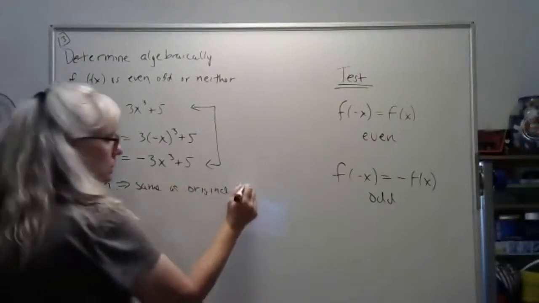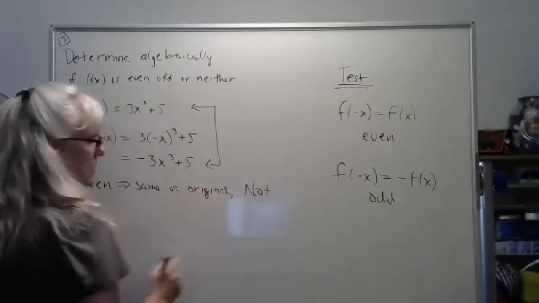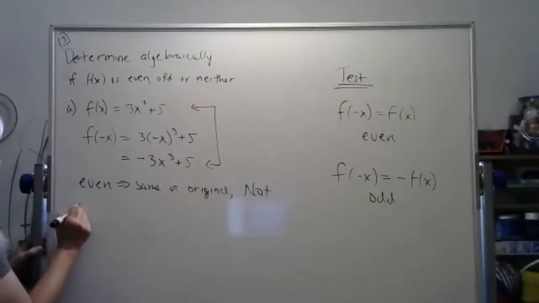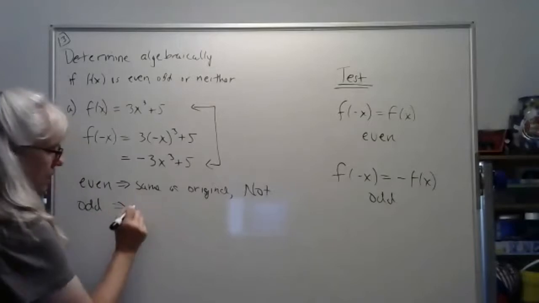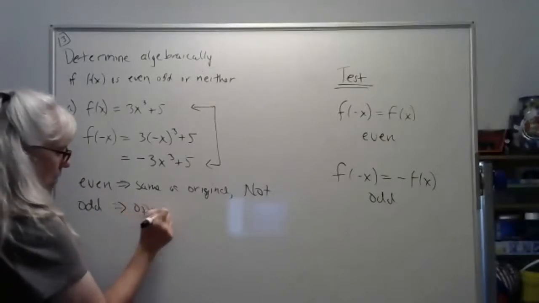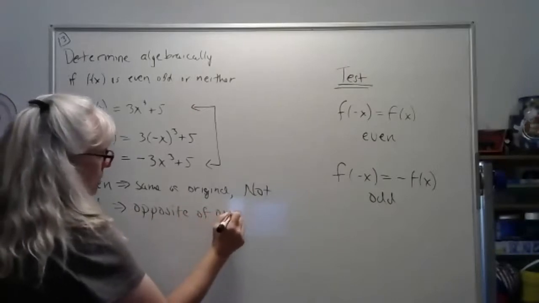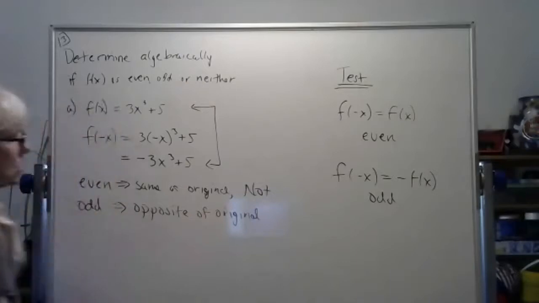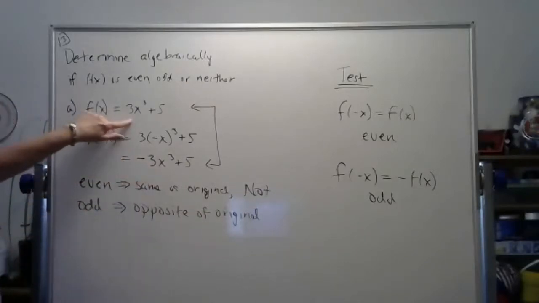Okay, it's not. We can see that one of the signs is changed. So that tells me that the function is not even. In order for the function to be odd, it has to be the opposite of the original. It has to be the opposite. Well, wait a minute. Is this result the opposite of this one?